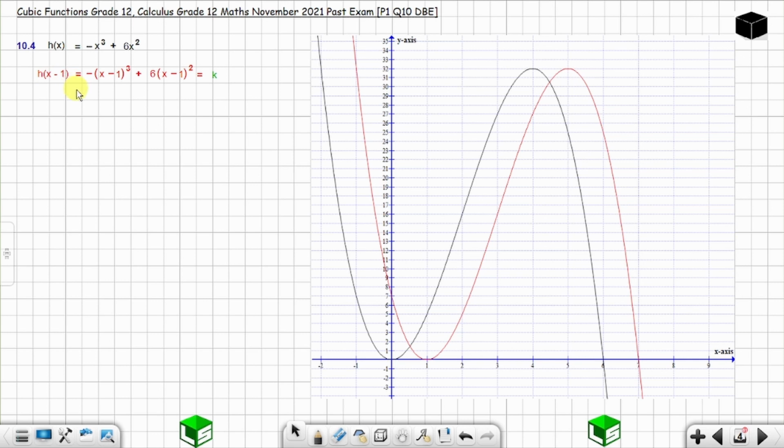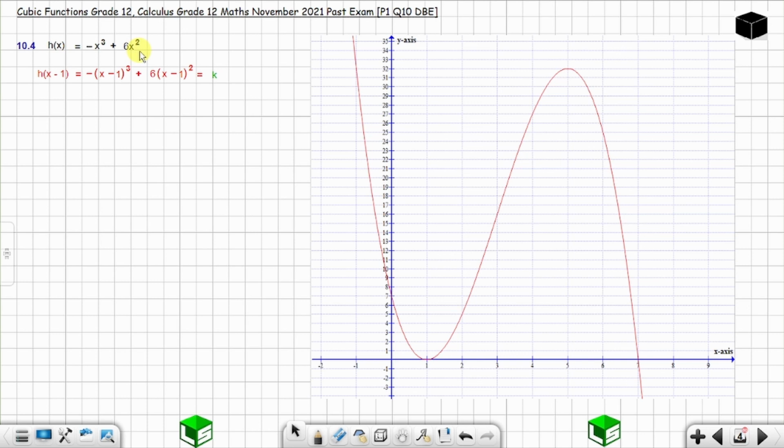Let me get rid of the one in black, h of x. So we remain with only this because the question is focusing on this. We don't need this. Okay, so we are going to test this.